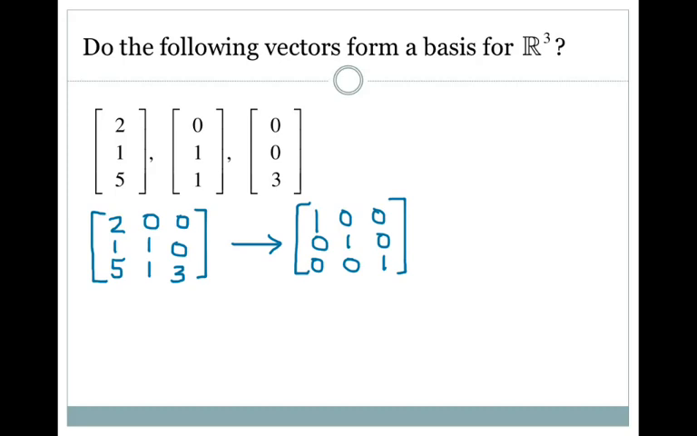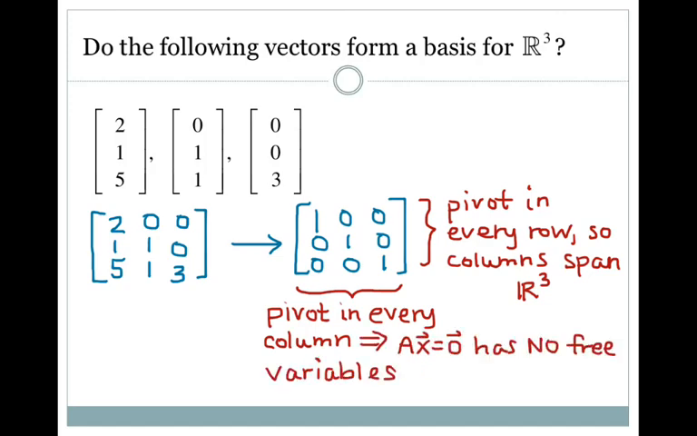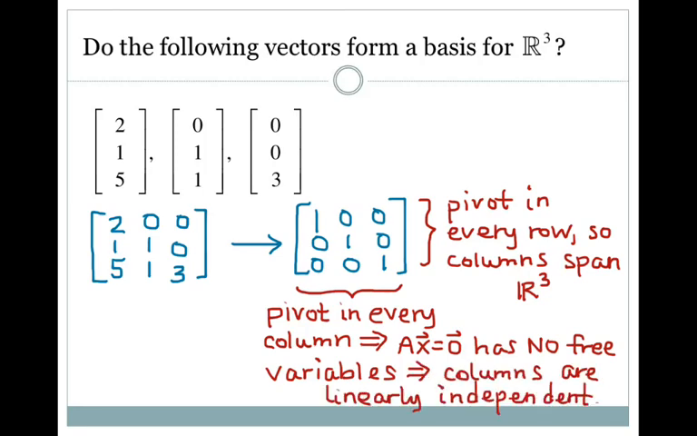So now I'm going to use those properties from the last slide. I see that there's a pivot in every row. So from theorem 4, the columns span R3. Now I look for linear independence. There's a pivot in every column. So AX equals 0 has no free variables, and so the columns are linearly independent. Now these vectors meet both criteria for being a basis of R3. It spans R3 and they're linearly independent. So we conclude that they're a basis for R3.